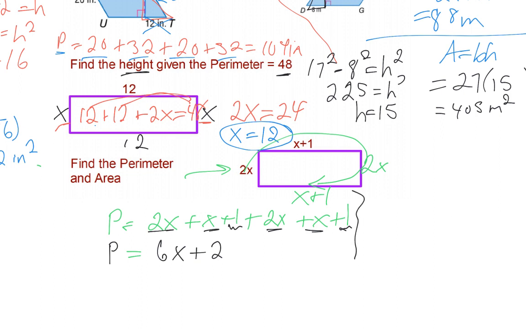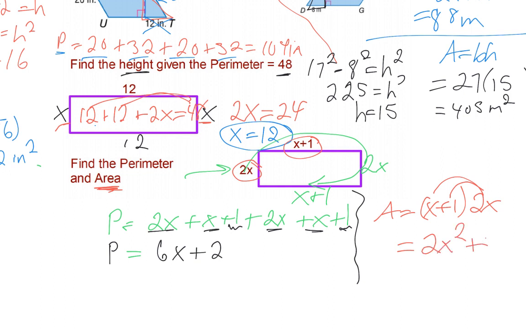And that's fine. You don't need to do anything crazy on that. Just add them up, combine your like terms. To find area, we can just multiply our expressions. So area is equal to the base times the height. So x plus 1 times a 2x. And I need to distribute into that. So I have a 2x squared plus 2x.